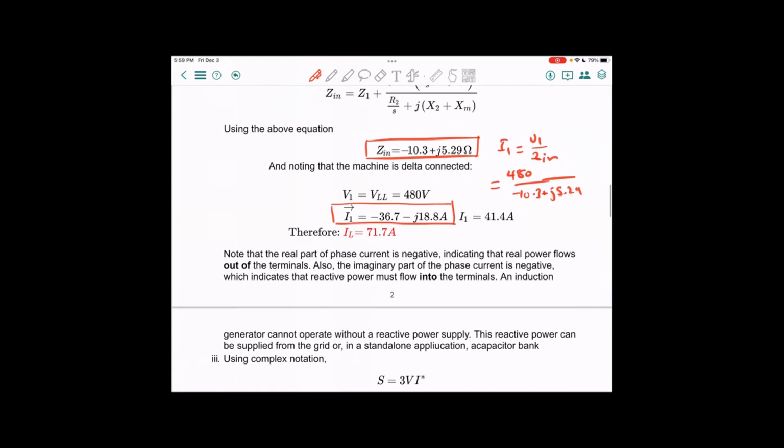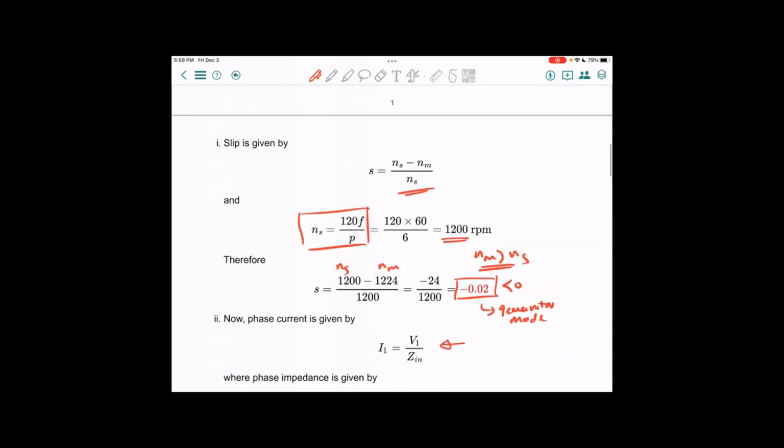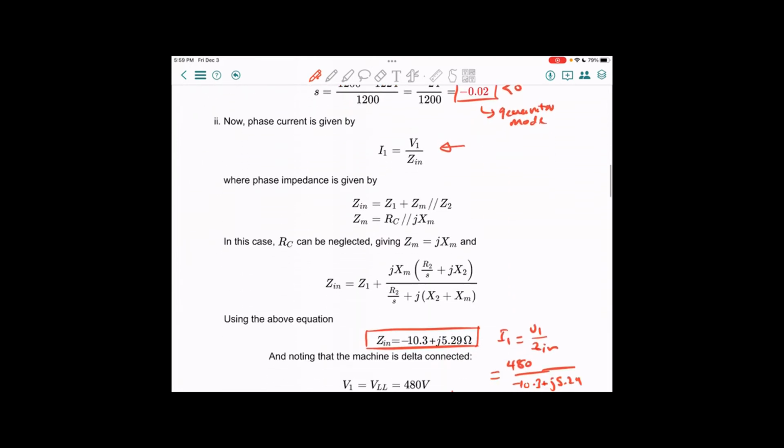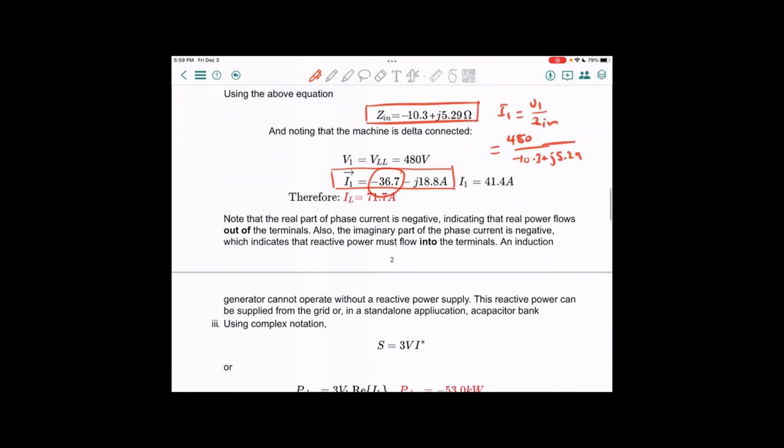If you remember other problems you solved about three-phase induction motors before, you will find that the real part of the current was always positive, not negative like that. What's the indication of having a negative real part of the current? That means the current is reversed in direction. It's not going into the machine, rather it's going out of the machine because it's a generator.